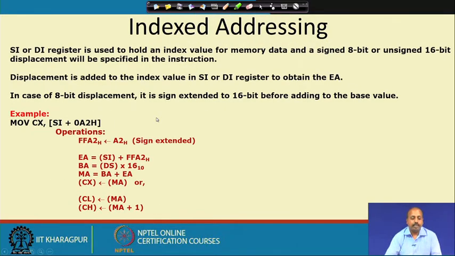Then we have indexed addressing. In indexed addressing, the index register SI or DI can be used to hold the index value of the memory location. For example, MOV CX, [SI plus 0A2 hex]. The effective address will be SI plus this offset. When 0A2 hex is sign extended, it becomes FFA2 hex, and that gets added. DS multiplied by 16 gives the base address, and the memory address is calculated like this. So, it is sign extended to 16 bits before adding to the base value in the case of indexed addressing.